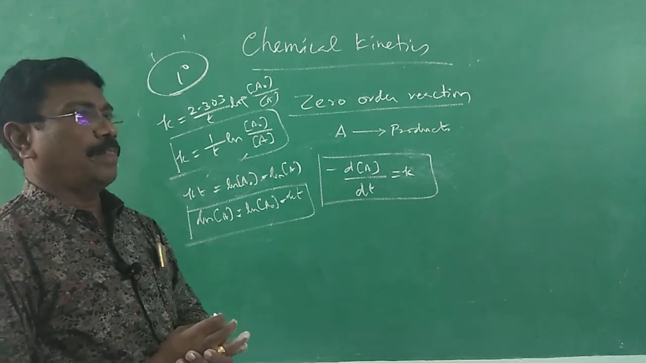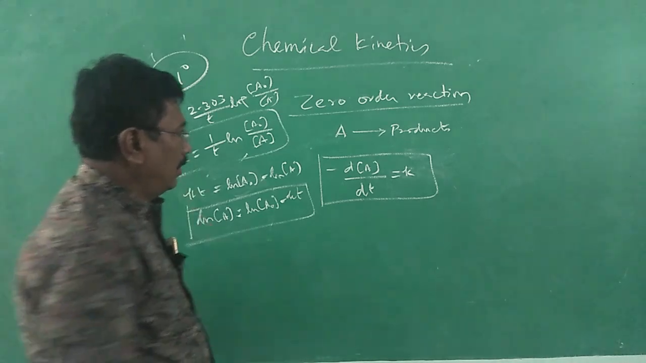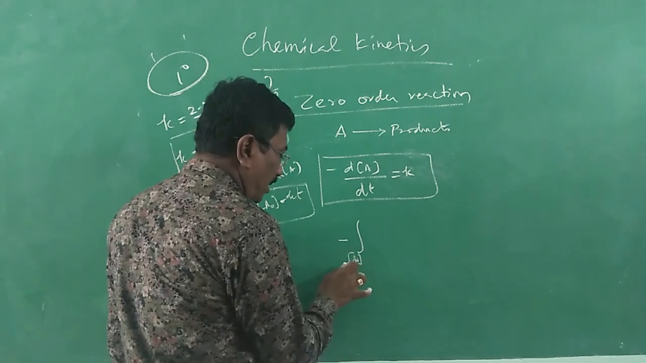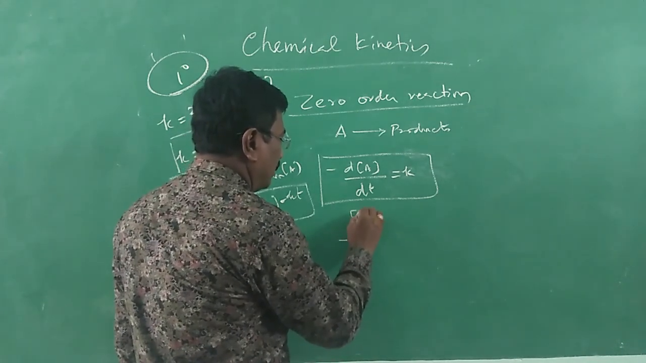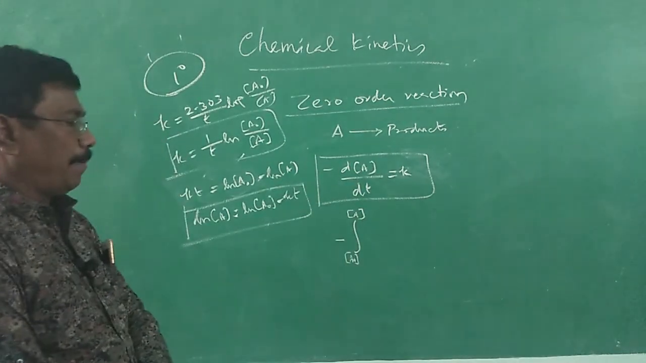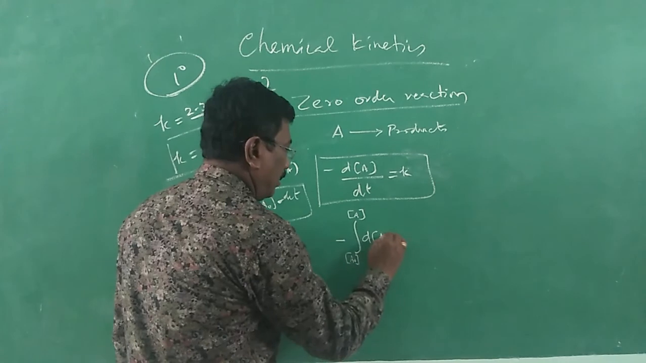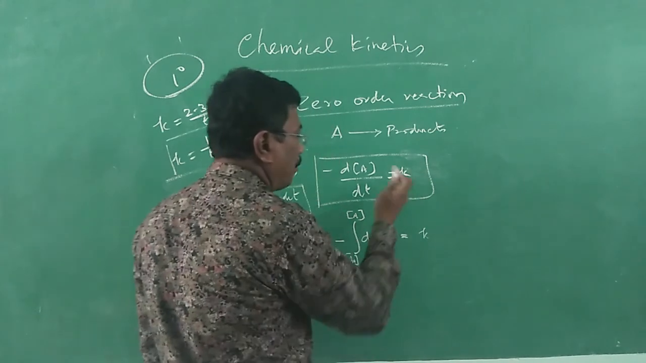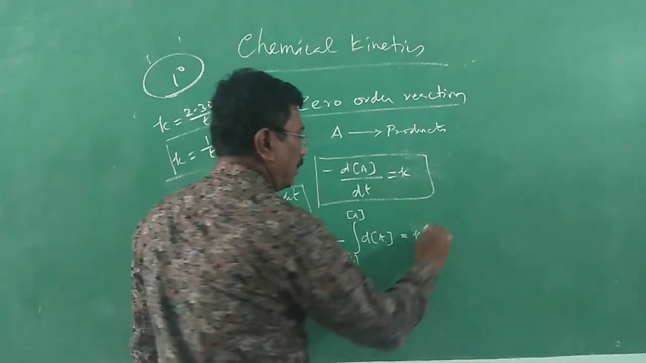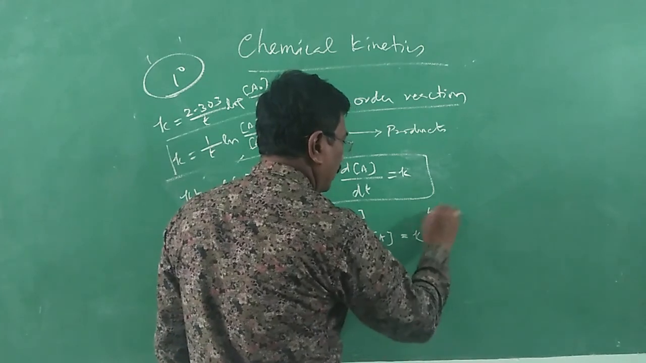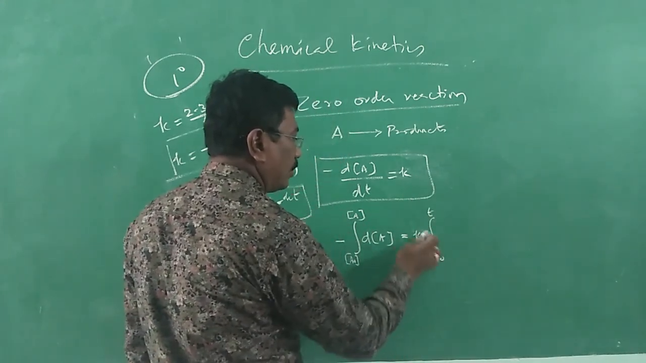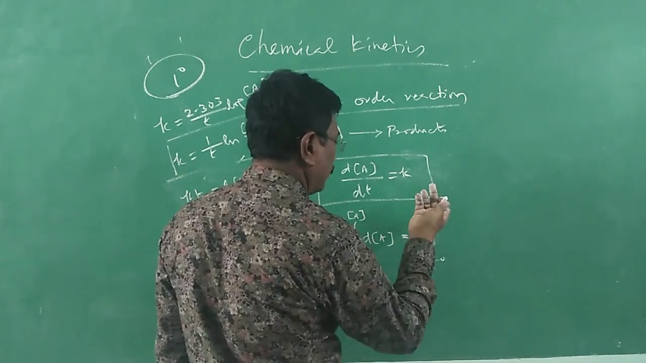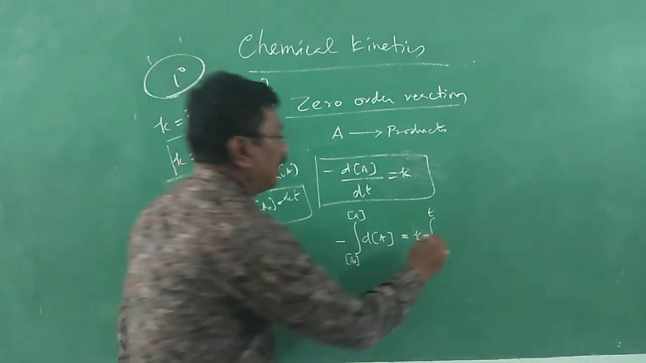Let us integrate on both sides. When we integrate, the integration should be between the limits A naught, the concentration at the start of the reaction, and the final concentration A. Between the limits A naught to A, dA. What about dt? I have taken it to the other side: K dt. There also I want to integrate. K becomes constant, so it is taken out. Integral between the limits t is equal to 0 to t. Nothing else is there, it's a constant only. So K dt.